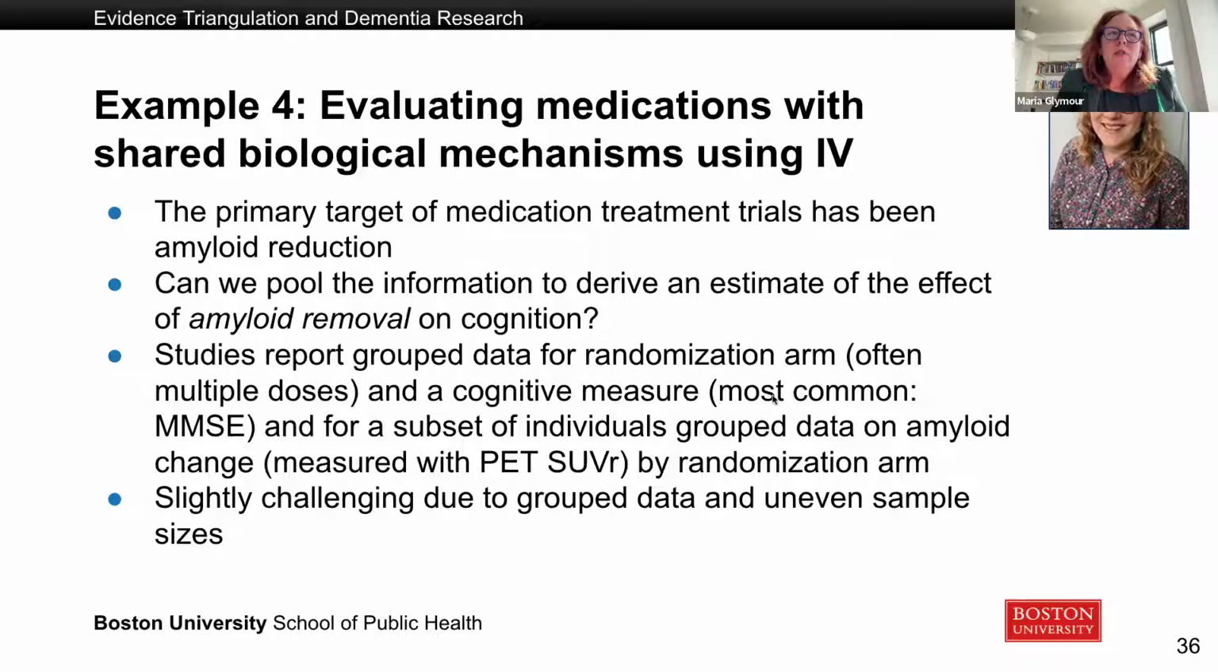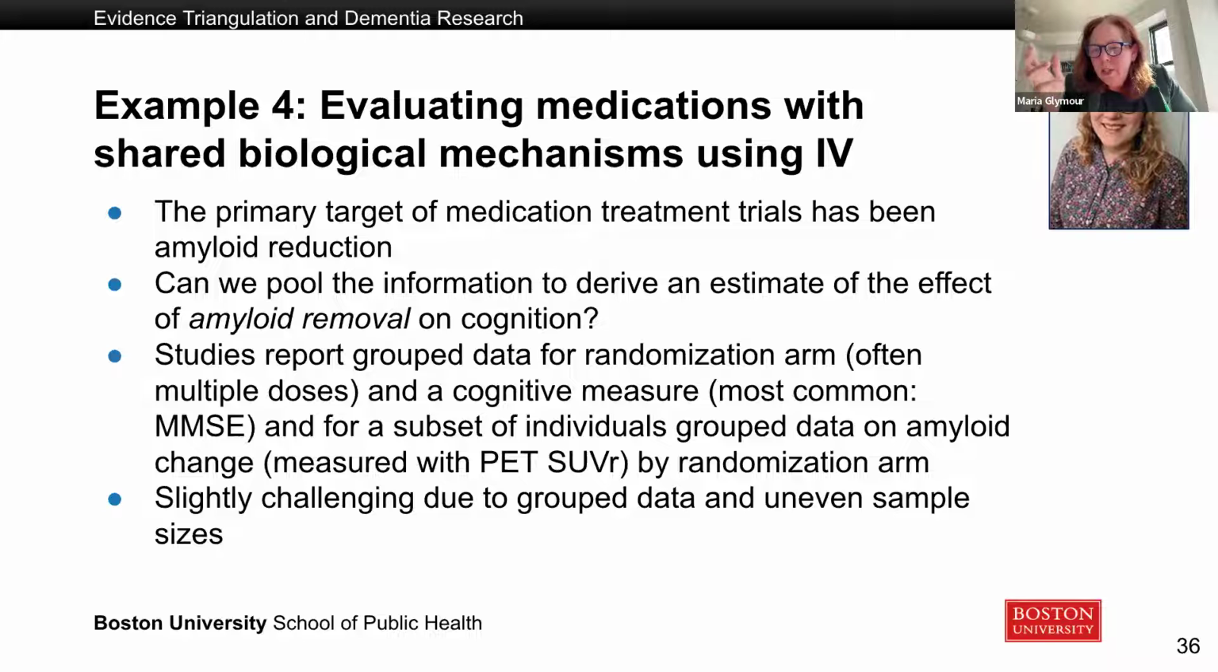Or dementia risk. So studies were reporting grouped data by randomization arm. There are often multiple different doses in a trial, so if you think about randomization as an instrument, there are lots of different values there. And the most common cognitive measure in Sarah's original work was the MMSE. For a subset of individuals, they would also report data on the amyloid change achieved within each arm, so they can talk about the biomarker change.